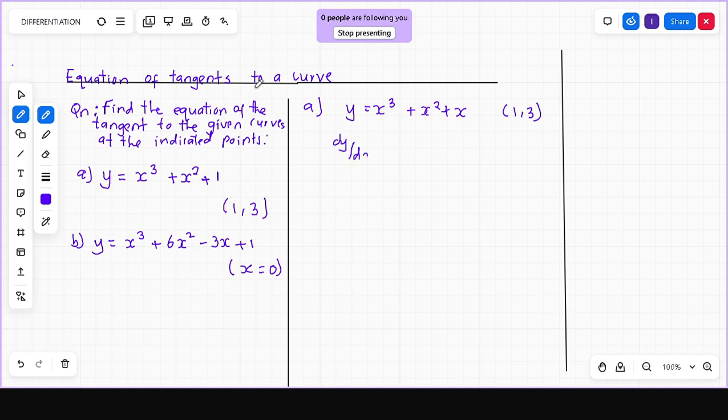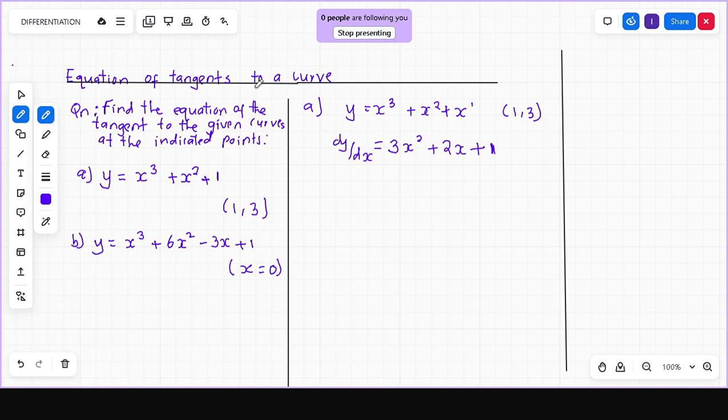Differentiate this with respect to x, so that becomes 3 multiplied by 1, that gives you 3x, then the power reduces by 1, 3x squared, plus this one becomes 2x, plus this one is x power 1 becomes 1. So that is the gradient function. Now find the gradient of the curve at that point.